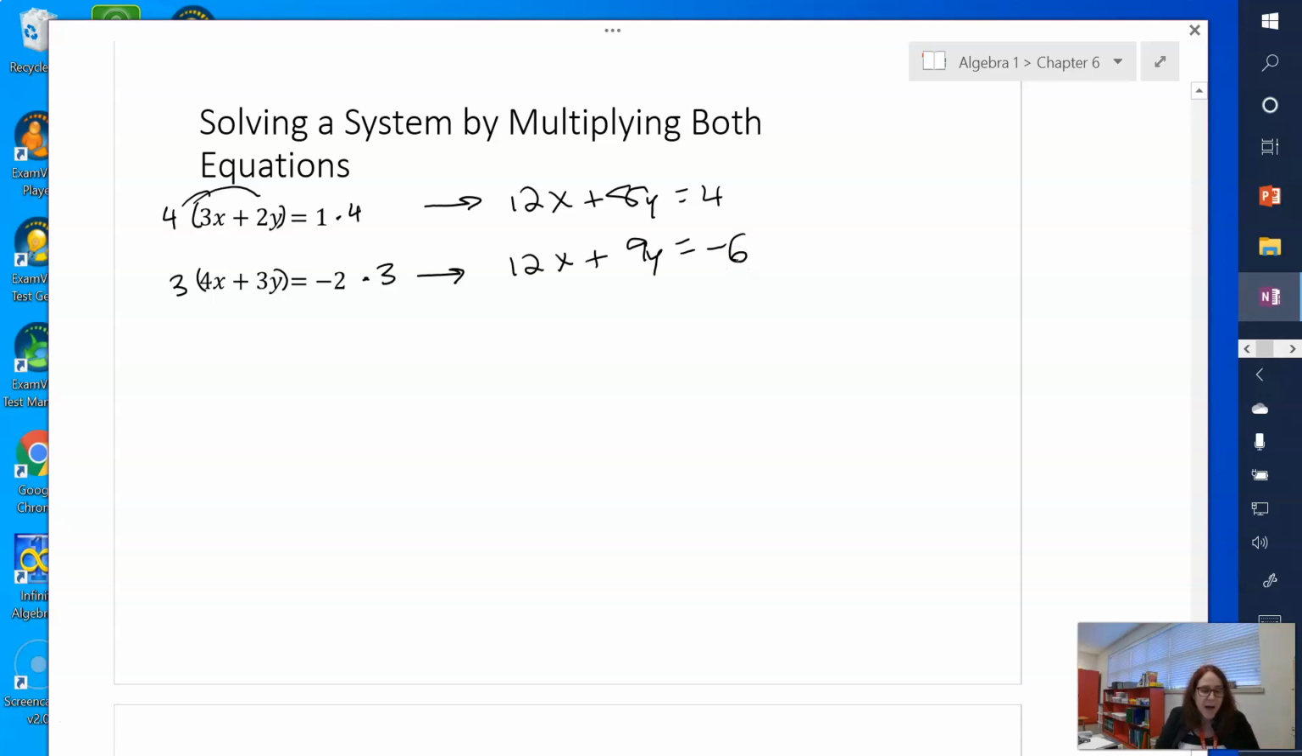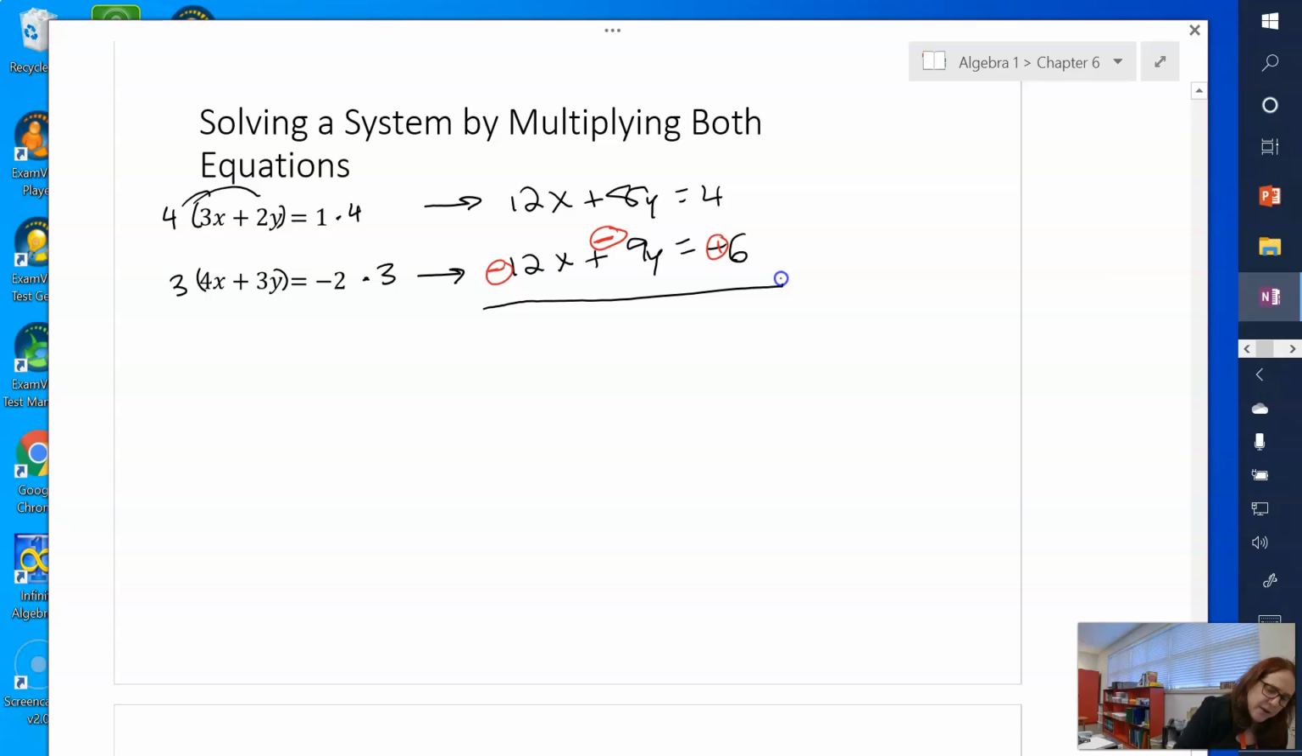So now I can subtract those two equations, and my x will be eliminated. So remember to subtract. Change the signs on the second equation. So this is going to be a negative, this is going to be a negative, and this is going to be a positive. And I like to circle those signs when I change them. That way I know that I've changed them.